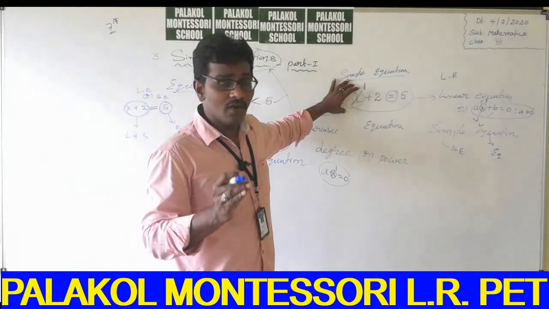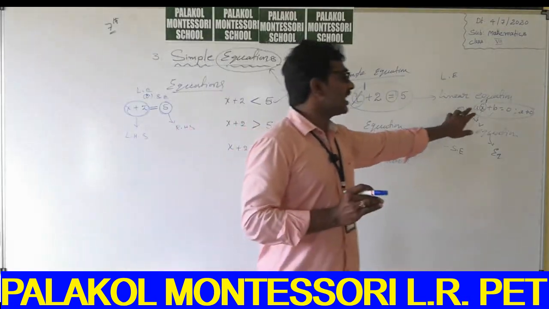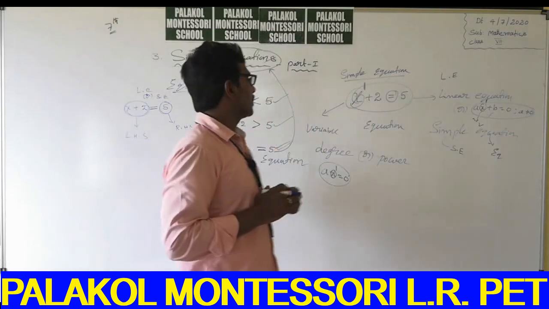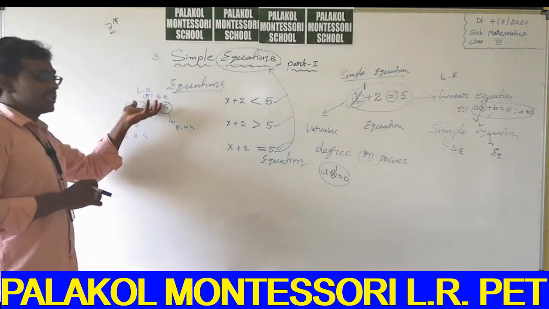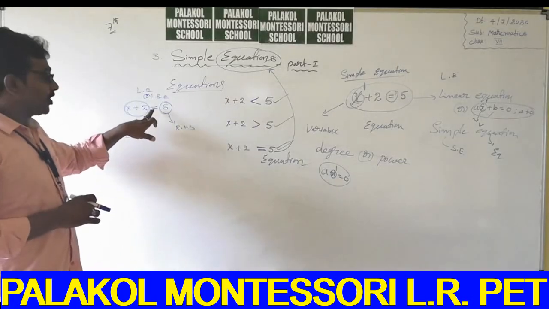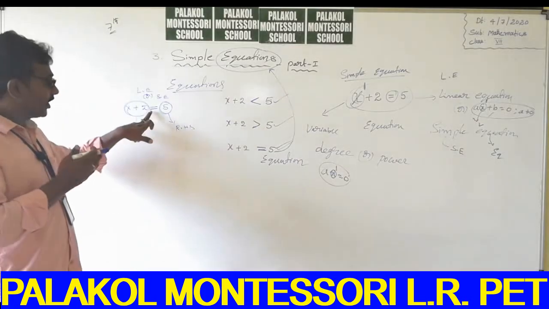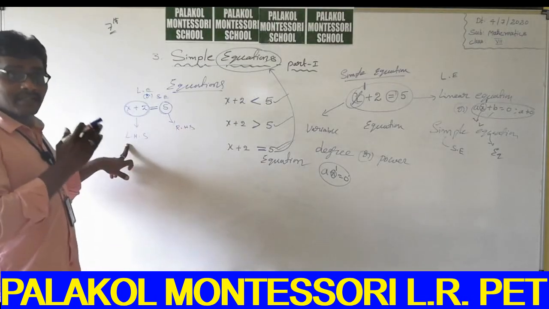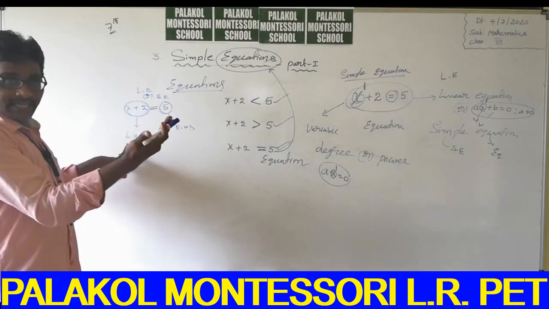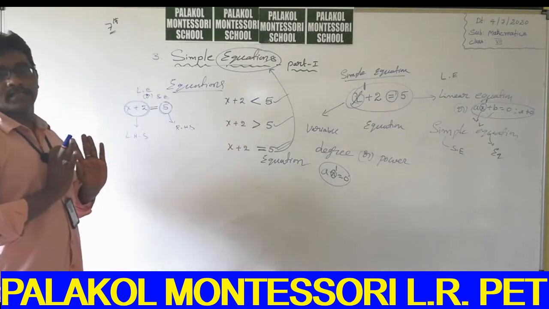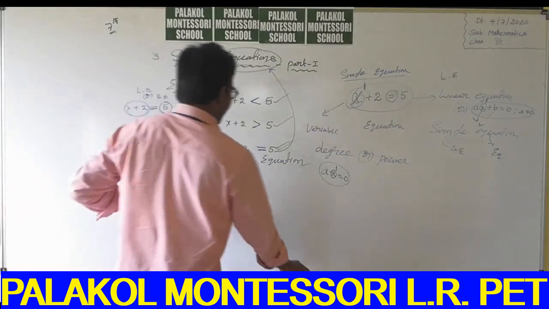What is the general form of the linear equation? Ax plus b is equal to 0, a not equal to 0. Next, a simple equation has 2 parts according to the equal to sign. The term on the left side of the equality is called LHS. The term on the right side of the equality is called RHS. Okay guys, next point.